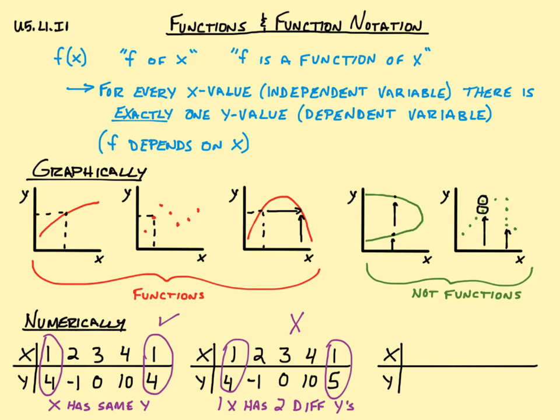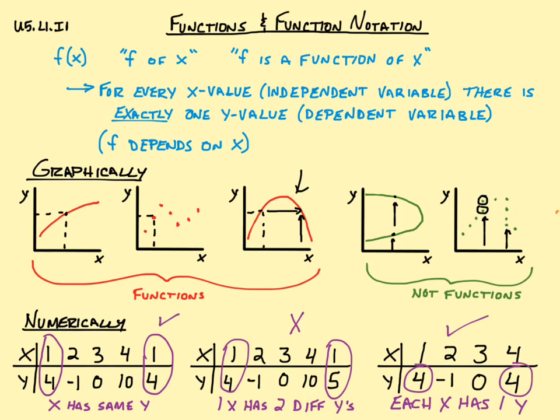And lastly, for our numerical examples, let's say we got x's 1, 2, 3, 4, and y's 4, -1, 0, 4. Now again, we've got this 4 repeated, but if you notice, we don't have any of our x's repeated with different y values. All the x's are listed, and they each have one y value. So this is a function. Each x has one y value, so we will call this a function as well. This would be kind of like our parabola, the one in the middle.